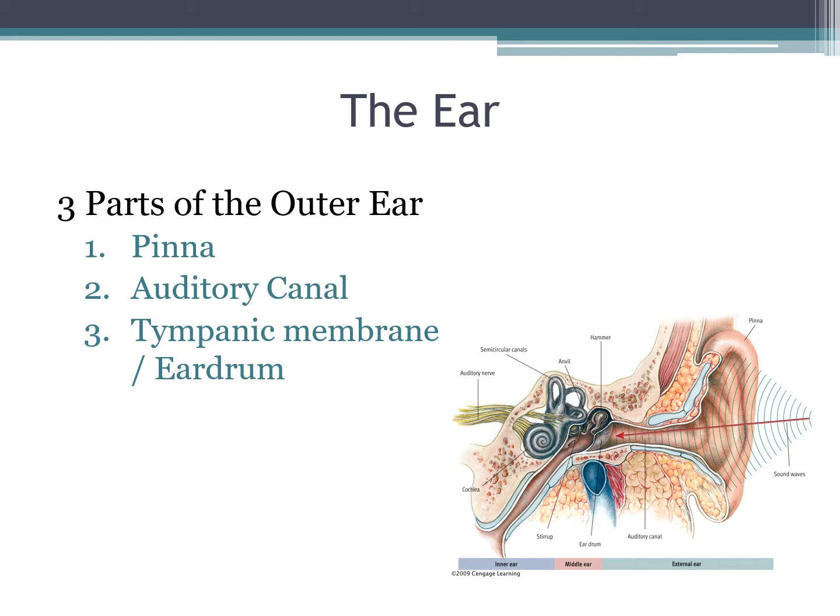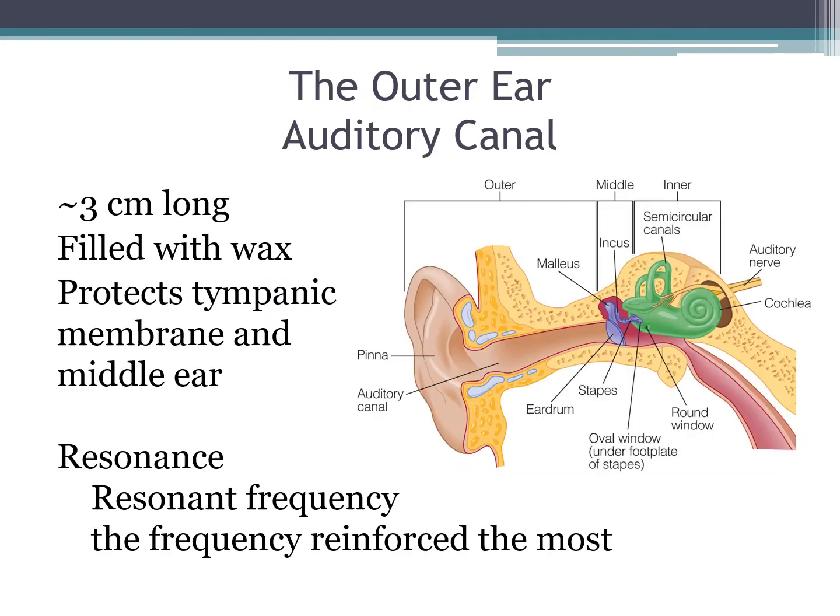And we started with the pinna, which you can see in this picture is that outside part of, again, as we usually say when we're talking about someone's ears, we're talking about their pinnae. And then we're going to move into this auditory canal, which is, again, about 3 centimeters long. It is filled with wax. It protects the tympanic membrane and the middle ear, so the tympanic membrane being the eardrum, and the middle ear are those 3 tiny bones.